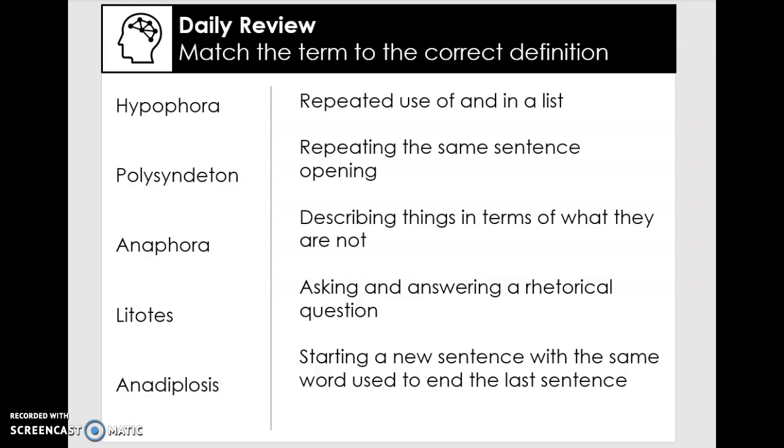So first of all, on the screen are the key terms, the rhetorical figures that I went through with you in the last session. There are endless numbers of rhetorical figures. If you Google it, you'll find loads. I've just picked a few that I think are nice and can be used effectively. So 5 rhetorical figures and 5 definitions.